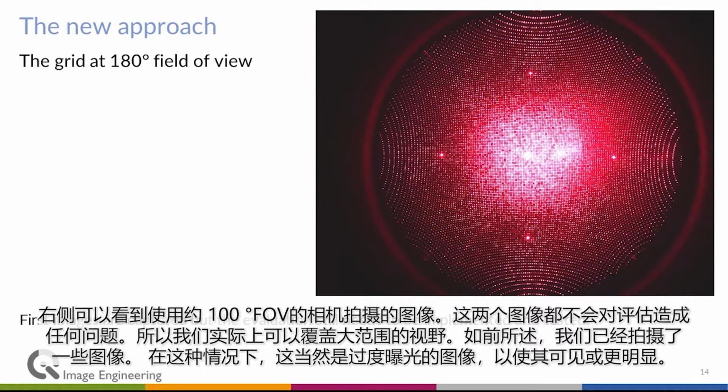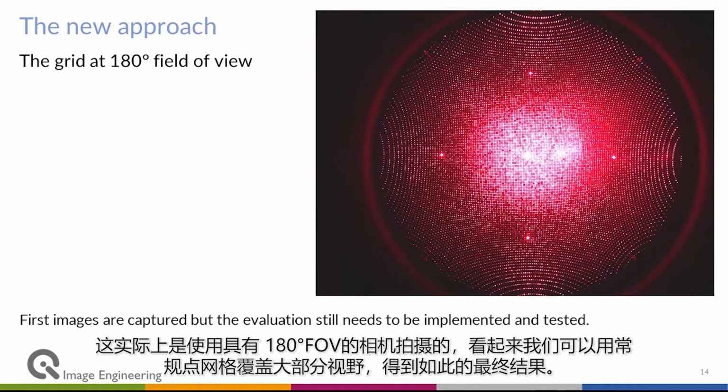And as mentioned, we already captured some images. This is, of course, an overexposed image in this case to make it more visible. This is actually captured with a camera that has 180 degree field of view. And it looks like we can cover most of that field of view with our regular dot grid. And we'll see where we end up. So there's still some development going on in how far we can get to the outside of those large fields.